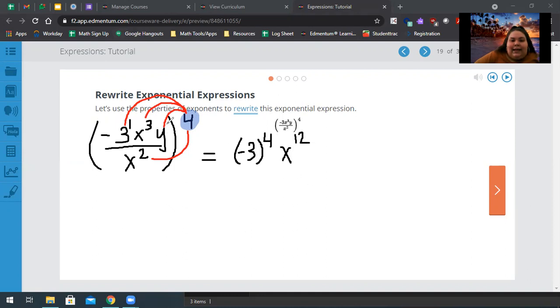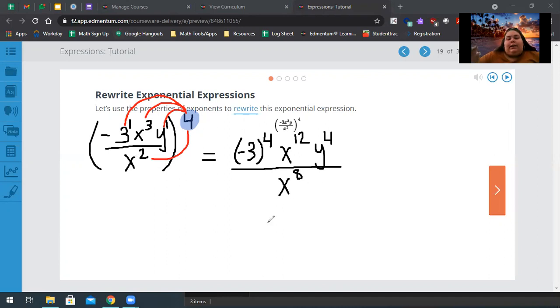Then this y, again, the y has an invisible 1. You multiply 1 times 4, and it would be y to the 4th power. So then let's continue with this x squared. Down below in the denominator, 4 times 2 gives us x to the 8th power.